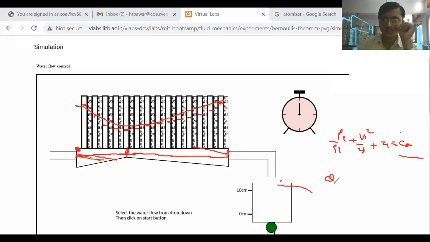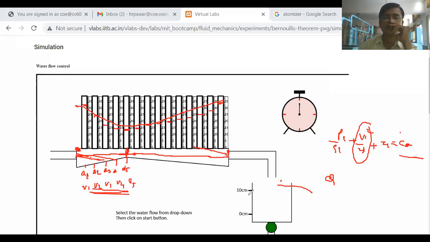Here we first measure the discharge. Then we calculate the cross section areas of the pipe, A1, A2, A3, A4, A5. All these areas we have to calculate to find what is the velocity at section 1, then V2, V3, V4, V5. We will need these velocities. Why do we need these velocities? To find out this velocity head. We need these velocities to find this.